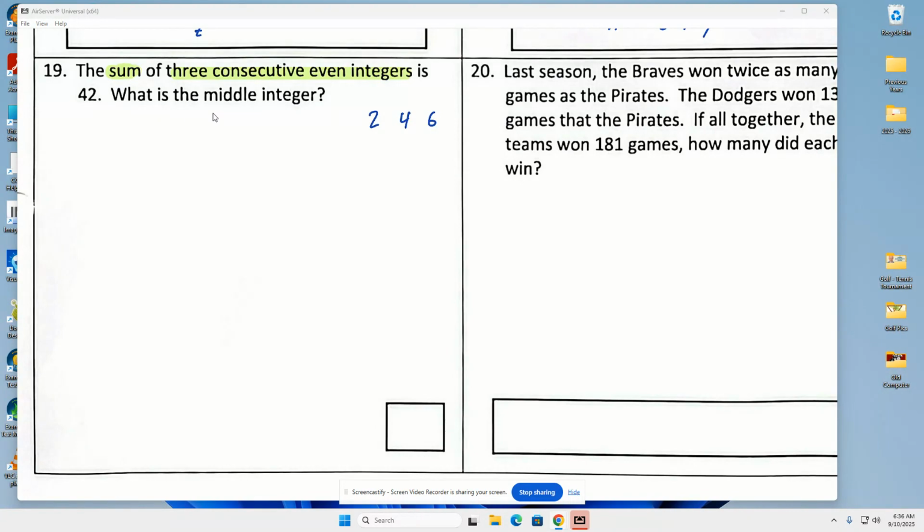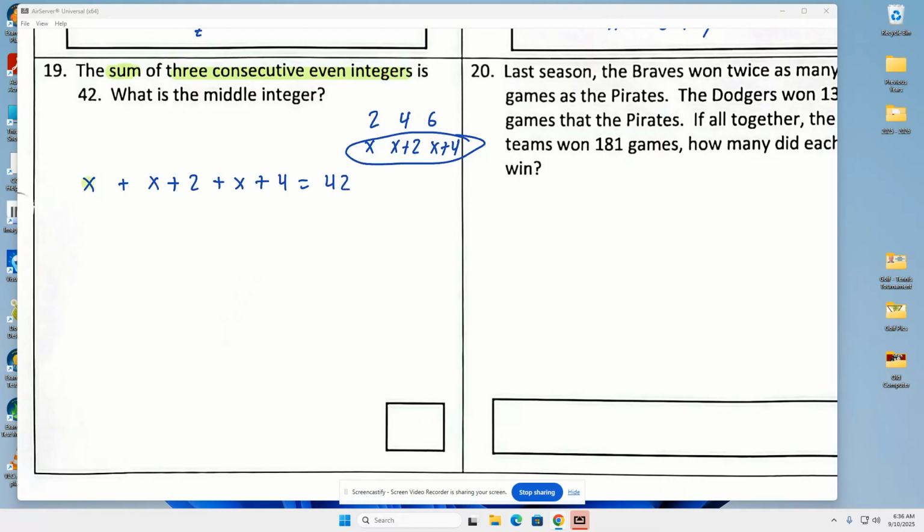So here's what we said, guys. Every time you have even integers and you don't know your first one, it's x. Now, how far away is 4 from 2? It's 2 away. So my next one is x plus 2. How far away is 6 from 2? Well, it's 4 away, so x plus 4. And that is how we set up anytime it says consecutive even or odd integers. We're going to go x plus x plus 2 plus x plus 4, and all of that equals 42.